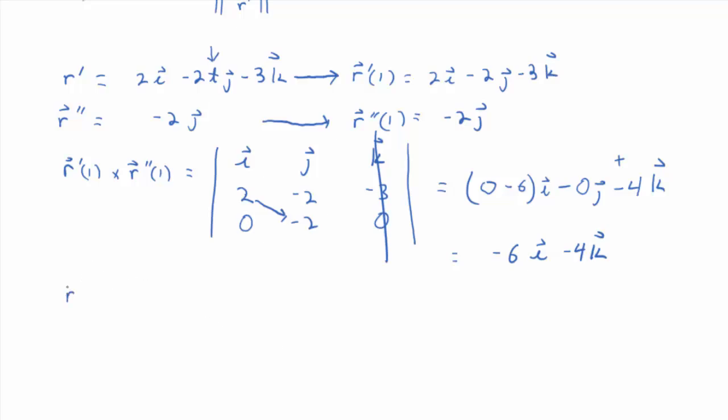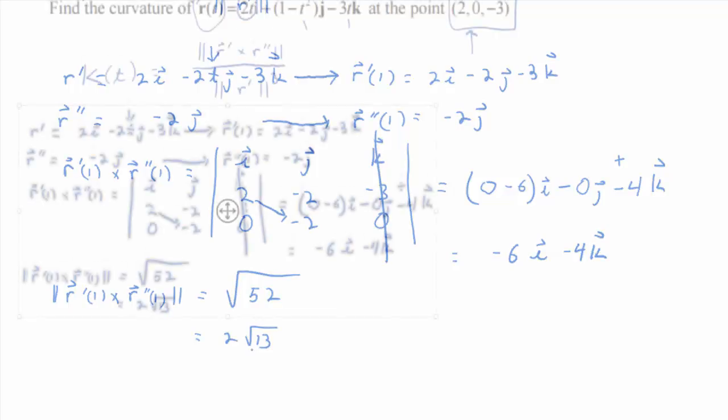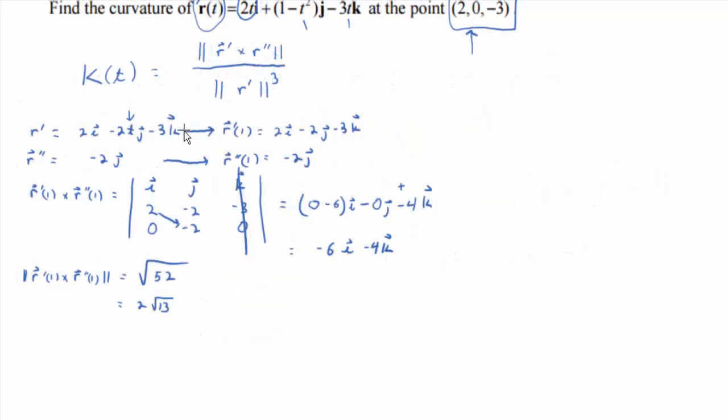So we need the magnitude of that guy, right? The magnitude of r prime 1 cross r double prime of 1 turns out to be, what does that turn out to be? Square root of 36 plus 16, what is that? So root 52. So 2 root 13. Everybody with me there? So we've got the top part of the formula, right? Okay. We need the magnitude of r prime, and then we need to cube it and make the fraction.